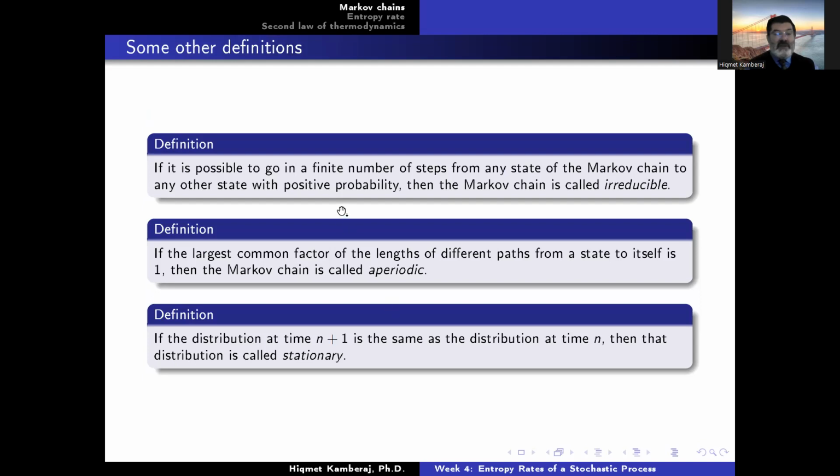Some other definitions include the following. If it is possible to go in a finite number of steps from any state of the Markov chain to any other state with positive probability, then the Markov chain is called irreducible. Another definition: if the greatest common divisor of the lengths of different paths from a state to itself is 1, then the Markov chain is called aperiodic. Another one is the stationary distribution. If the distribution at time n plus 1 is the same as the distribution at time n, then that distribution is called stationary.